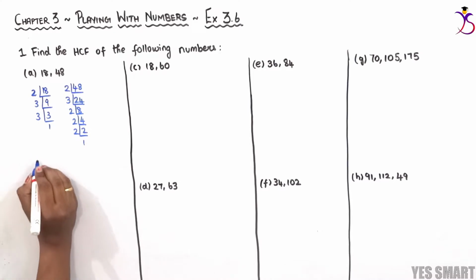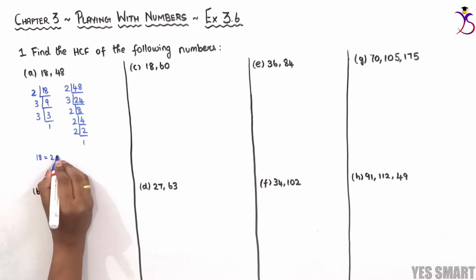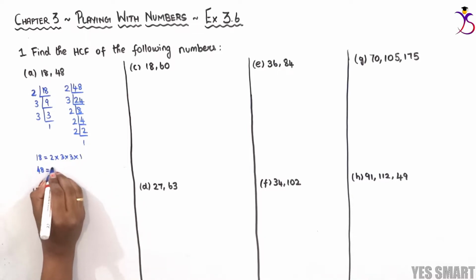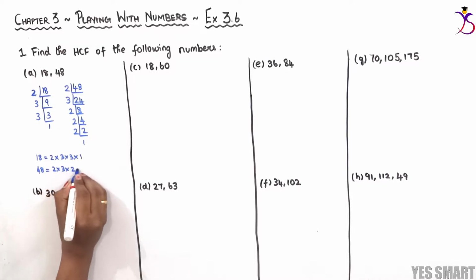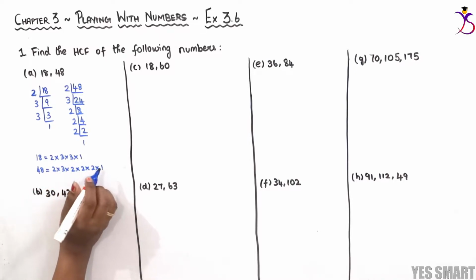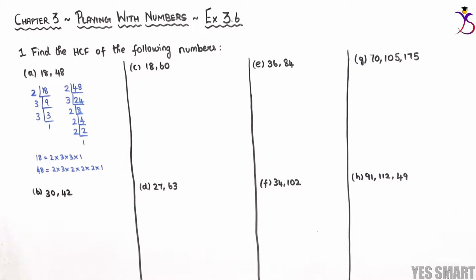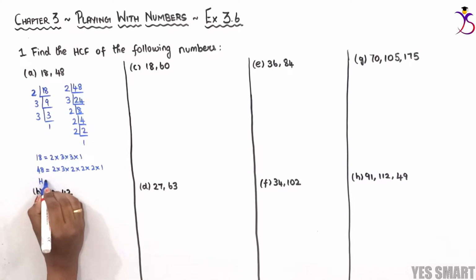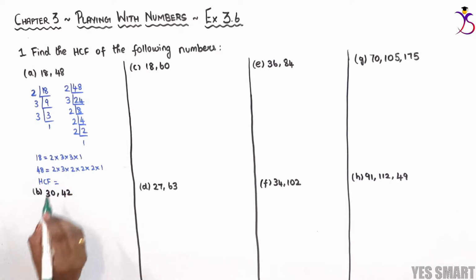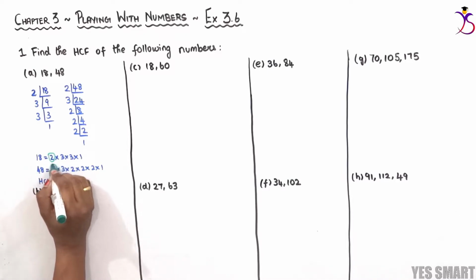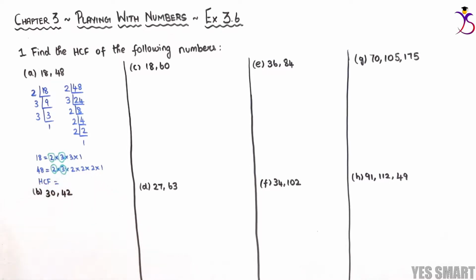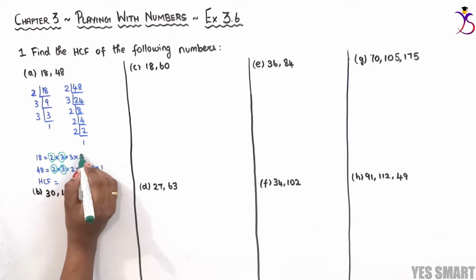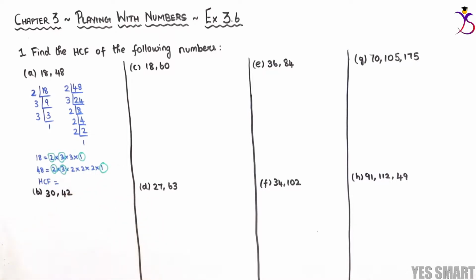Now let's write the factors. 18 equals 2 into 3 into 3 into 1. Next for 48, 2 into 3 into 2 into 2 into 2 into 1. Now let's circle the common factors in order to find the HCF. So we have 1 2 here, 1 2 here, 1 3 here, 1 3 here, and we have 1 here, 1 here. So the HCF will be 2 into 3 into 1.